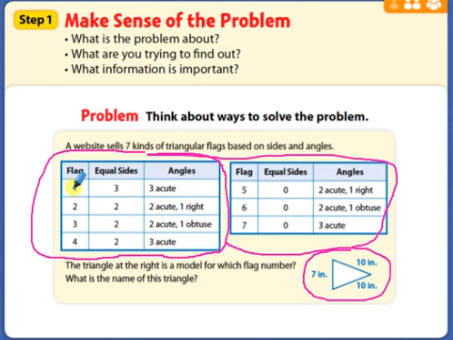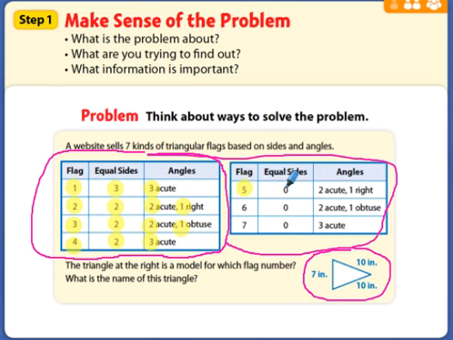We have flag number 1 has 3 equal sides, and all 3 of those angles are acute. Flag number 2 has 2 equal sides. 2 of those angles are acute, and 1 of those angles is right. Flag number 3 has 2 equal sides. 2 of the angles are acute, and 1 is obtuse. Flag number 4, 2 equal sides. All 3 angles are acute.